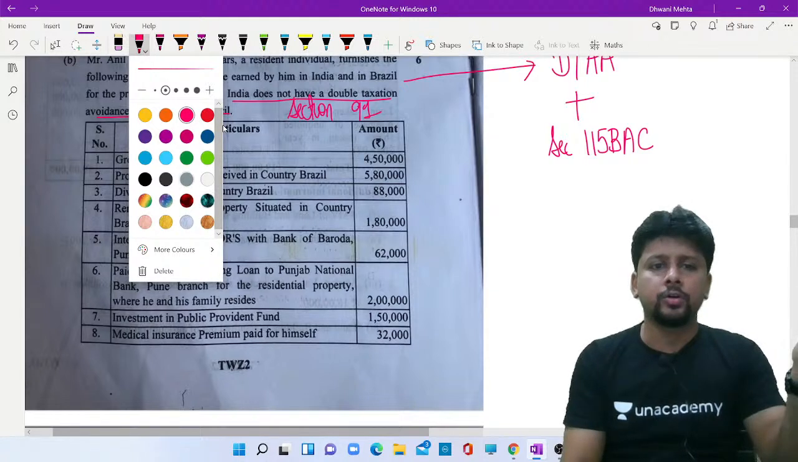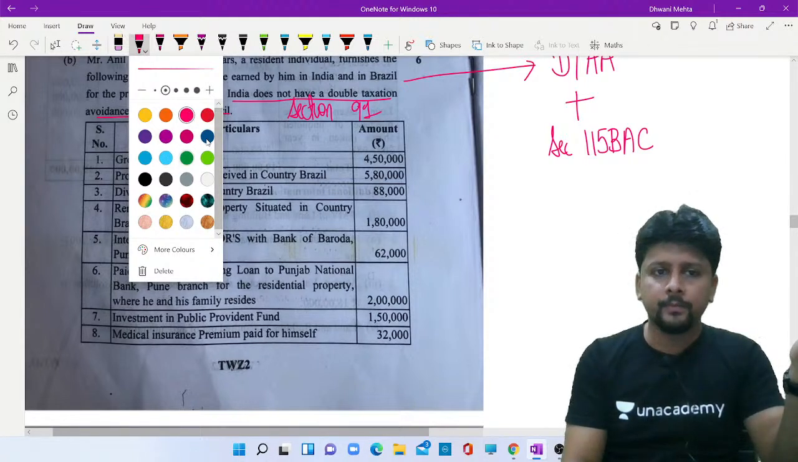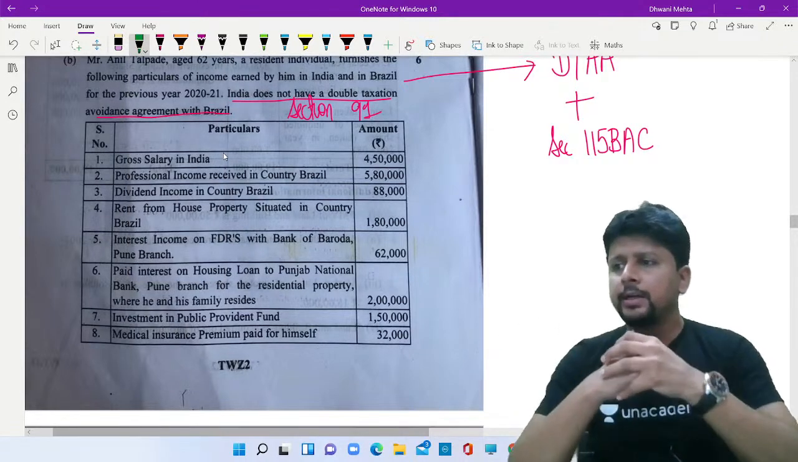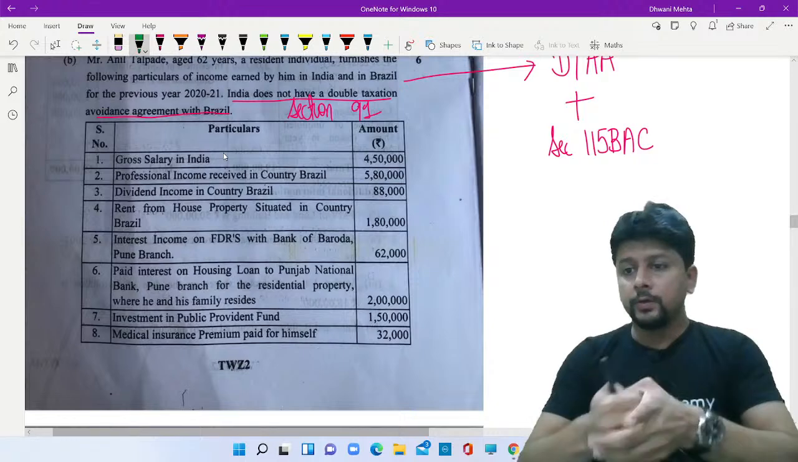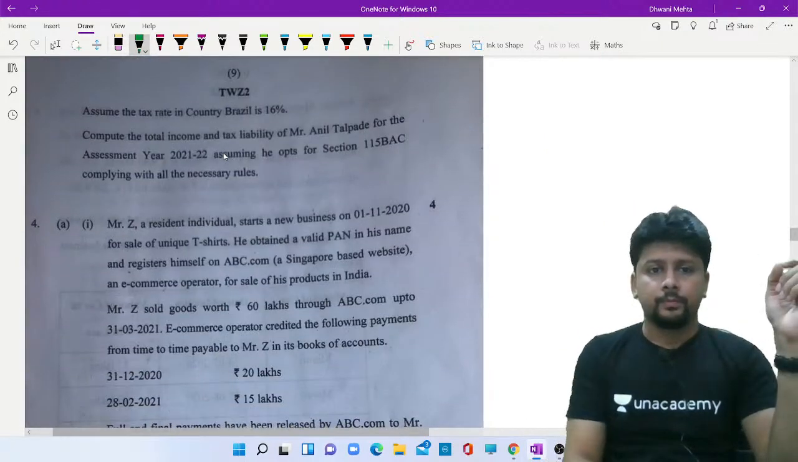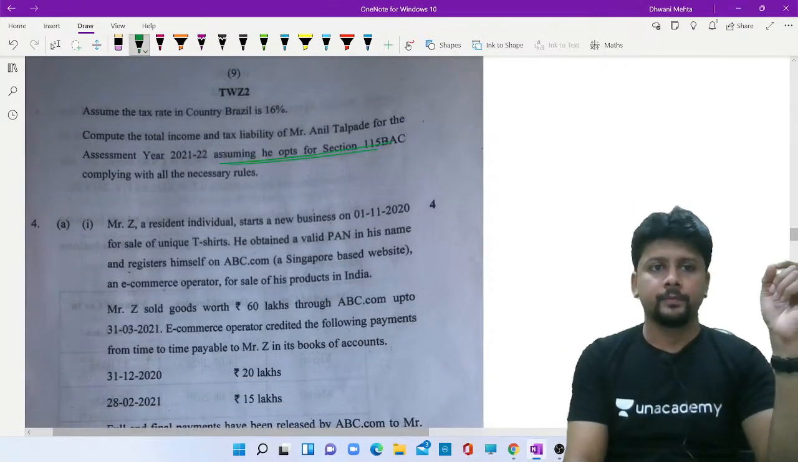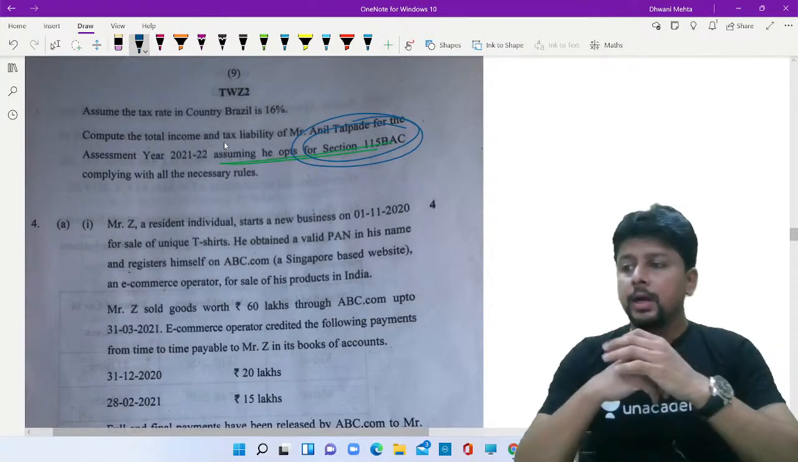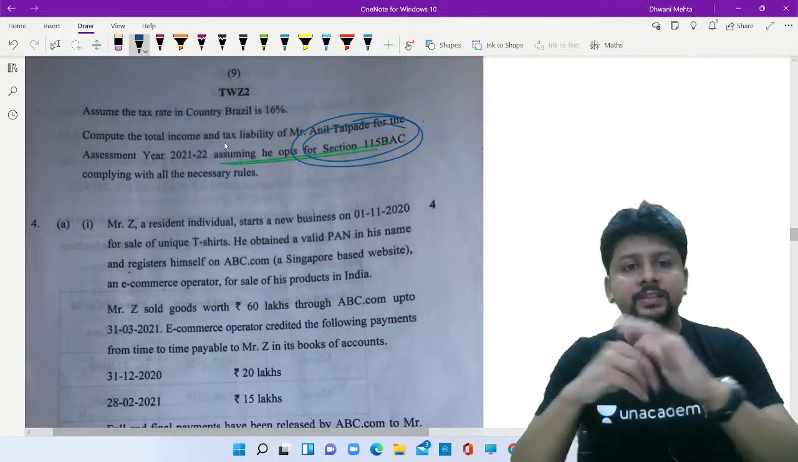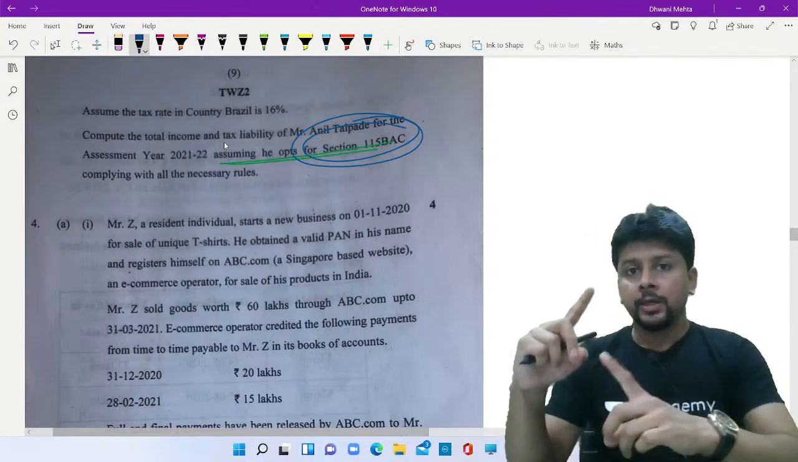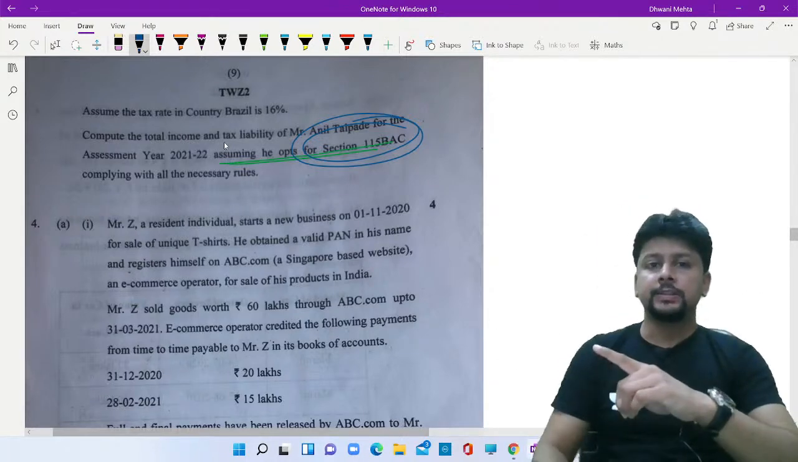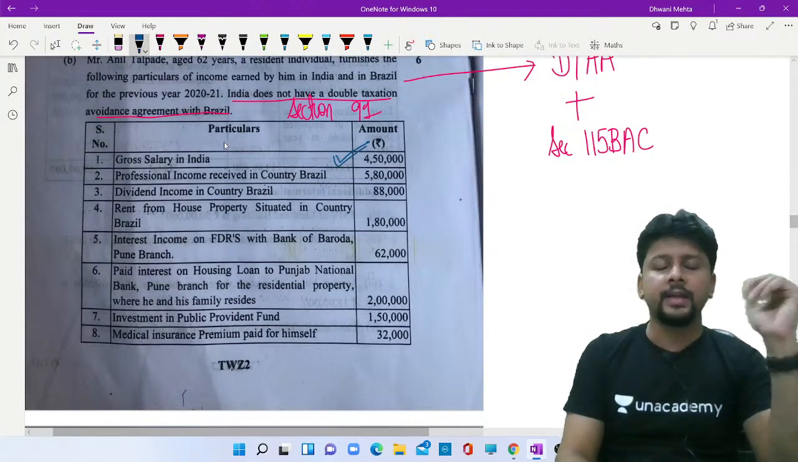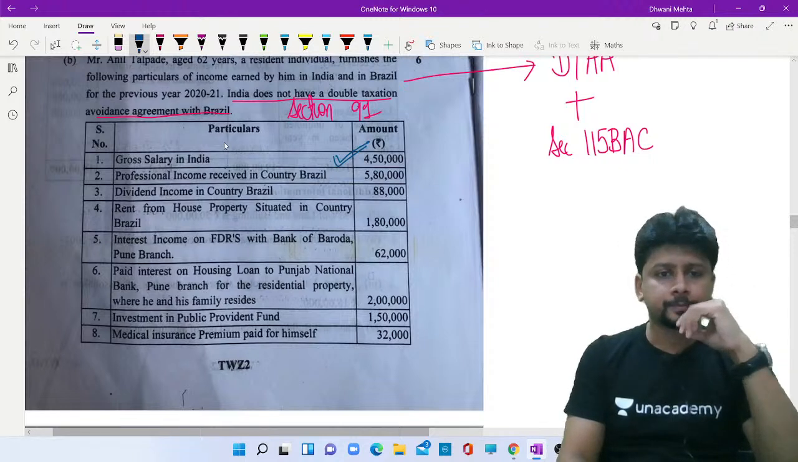On an average basis, you're going to compute your tax liability, calculate the average rate of tax, and do your working of relief. But towards the end, assuming he opts for section 115BAC, complying with all the necessary rules. So now your thinking again changes. When you were doing salary, you would have thought, let me take a standard deduction. This is the gross salary given.